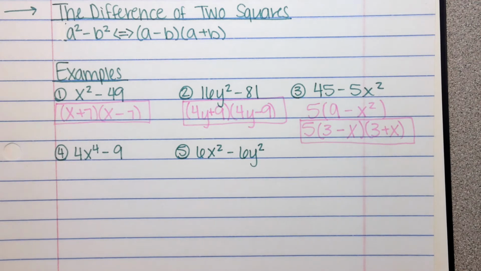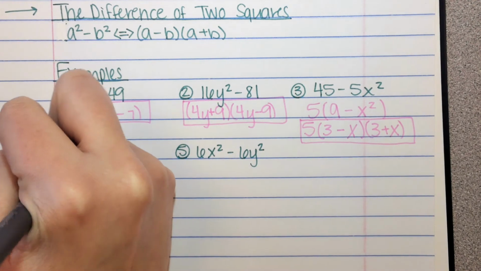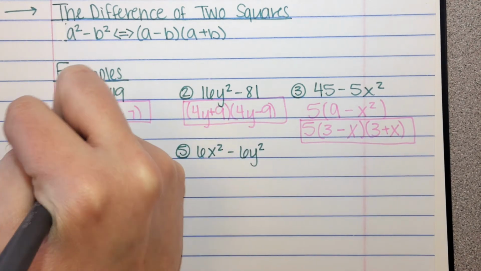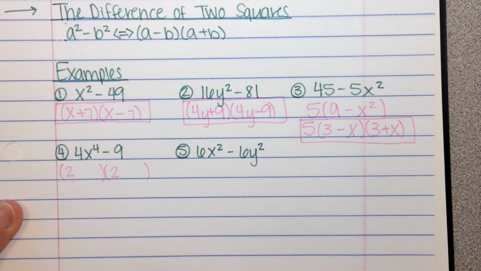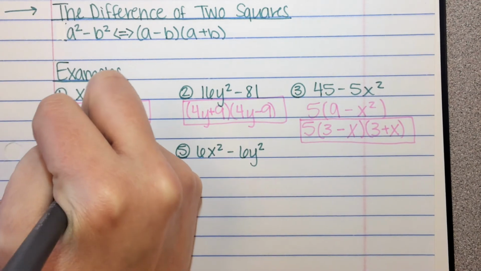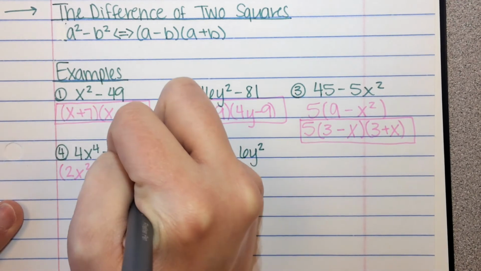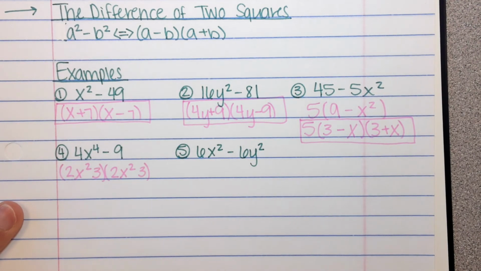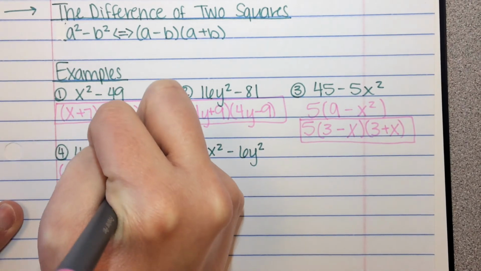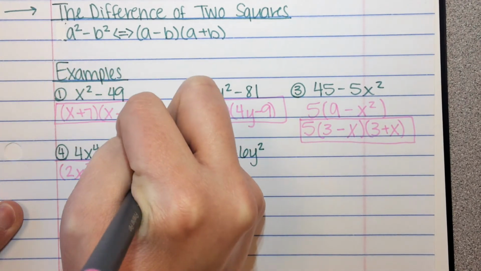Okay. Number 4, we have 4x to the 4th minus 9. This one's a little bit different because it's not quadratic anymore, but it's going to work the same way. 2 times 2 gives me 4. X squared times x squared gives me x to the 4th. 3 times 3 gives me 9. And again, I need a negative and a positive.